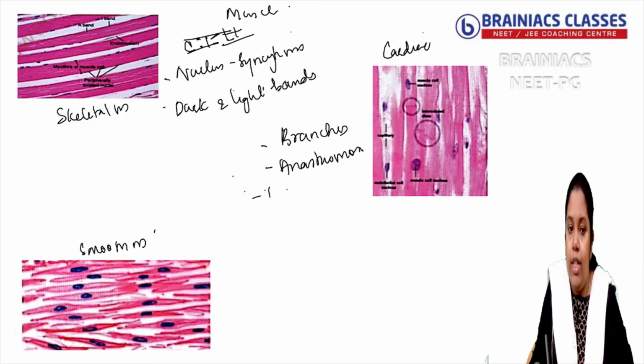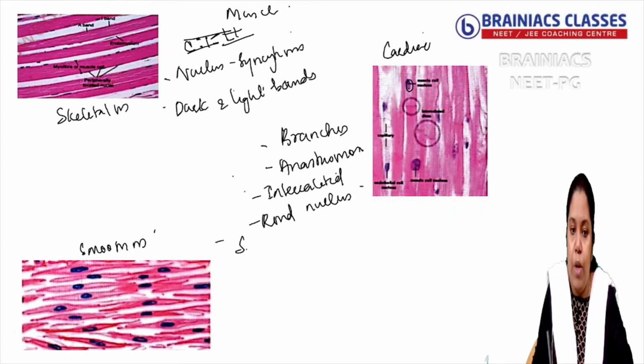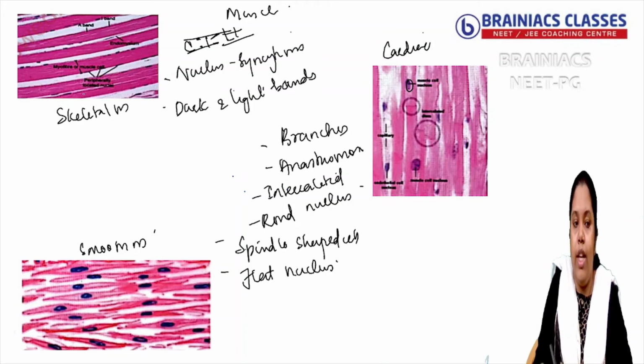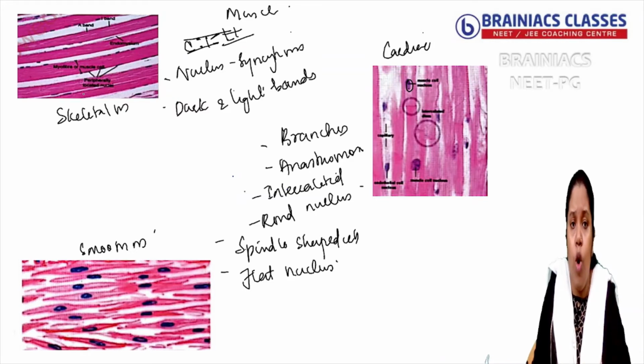Then there is the intercalated disc, and they have a round nucleus. Then smooth muscles are spindle-shaped cells with a flat nucleus. Location: skeletal muscles are the voluntary muscles, cardiac muscle is seen in the heart, and smooth muscles in the hollow visceral organs. So we know everything about the muscles.